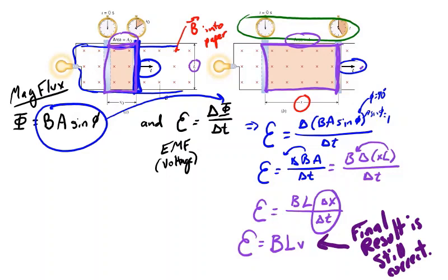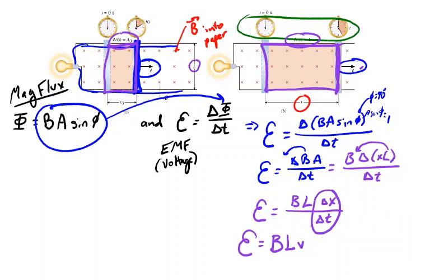So this works if we have a constant magnetic field, but we have a changing area because we're actually moving this beam across here. So I've come up with a new way of finding the electromotive force. I went from a change in magnetic flux all the way into now talking about the magnetic field, the length of the beam, and then the velocity of the beam.